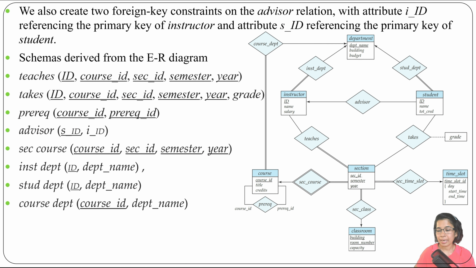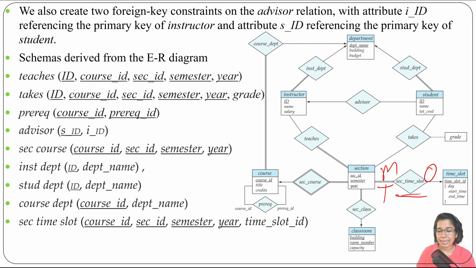Next, section time slot. Section time slot that combines section with time slot, and this is a many-to-one relationship, total participation. So many side entity set is section. Section key should be section time slot key. Section ID, course ID, semester, year, and time slot ID will be the attribute. From that, course ID, section ID, semester, year will be the key.